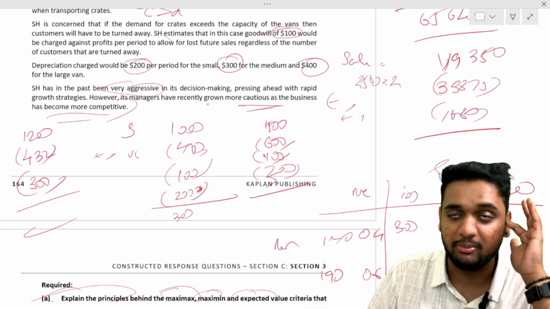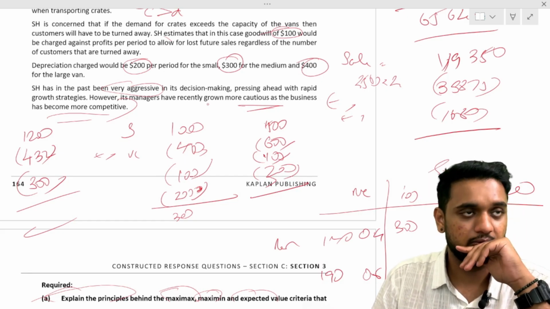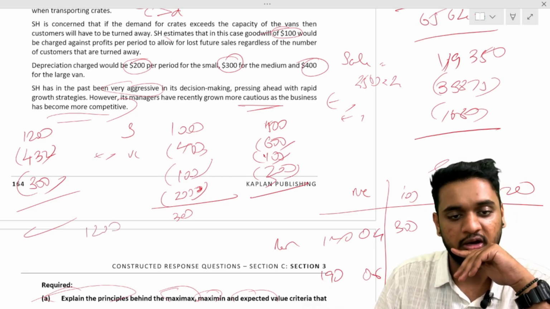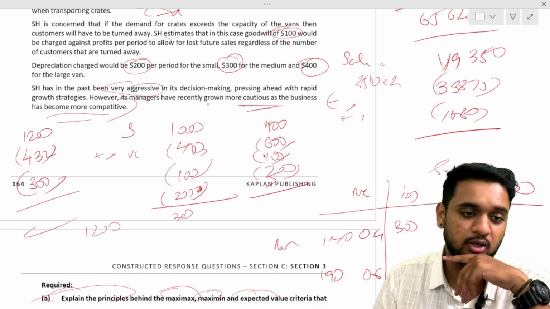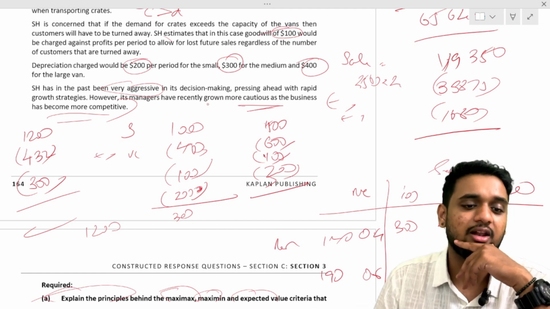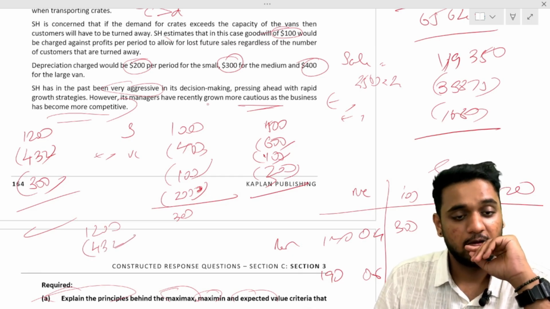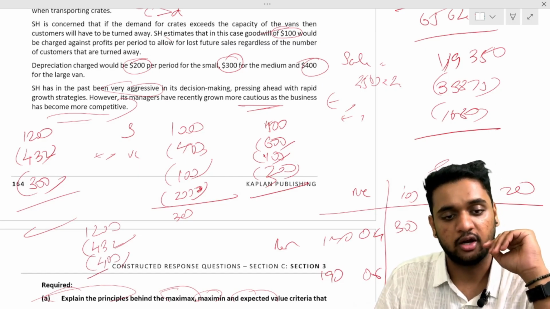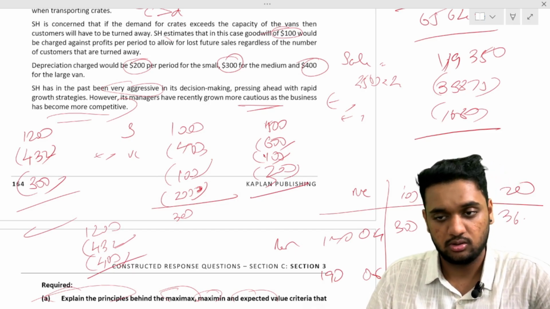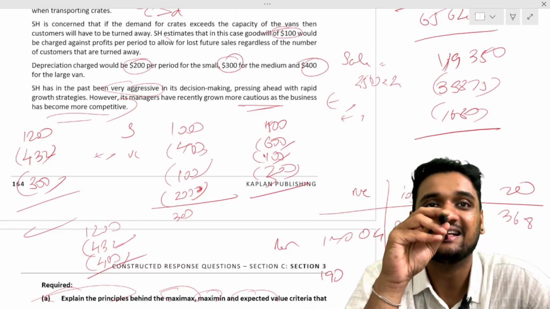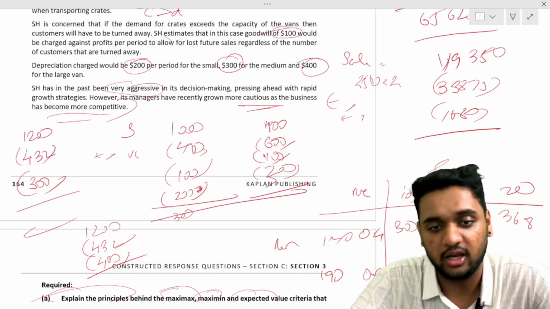200 capacity, only 120 people are coming. Only 120 will get the sale. 120 into 10, 1200. Capacity is more, so 3.6. 120 into 3.6, already calculated, 432. Same thing will come. Big one means huge depreciation of 400. So 1200 minus 432 minus 400, how much are you getting? 368.